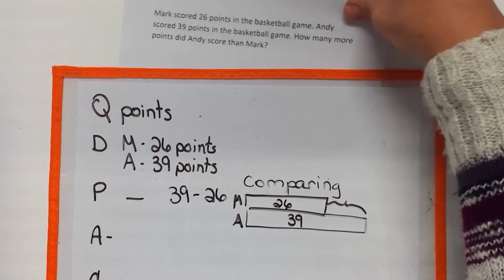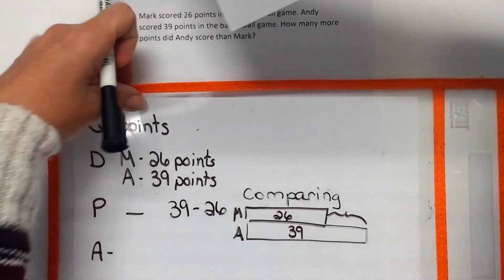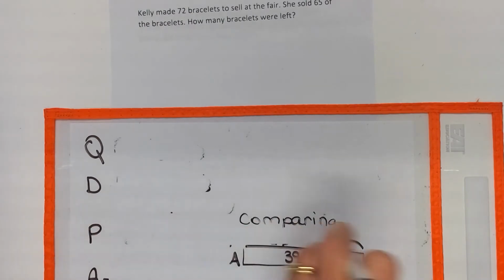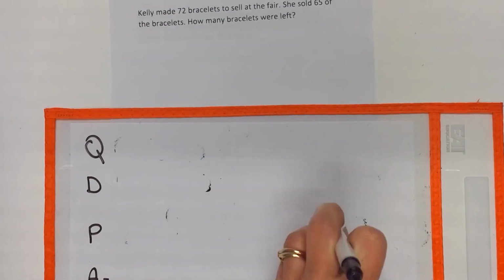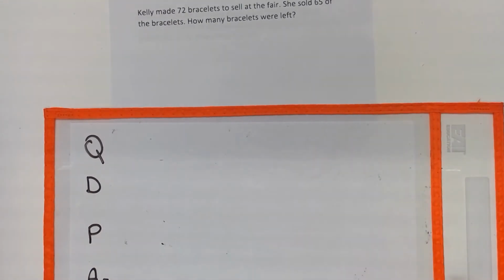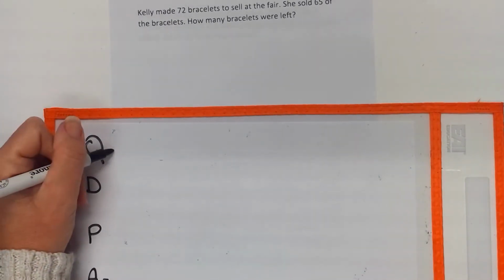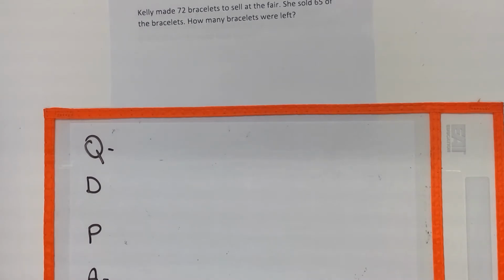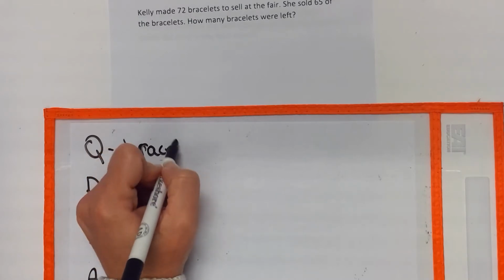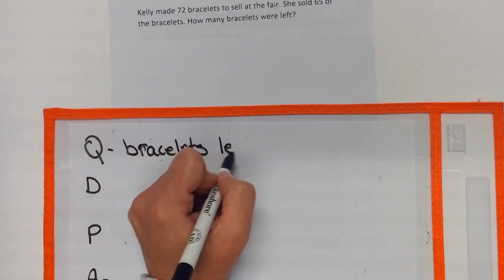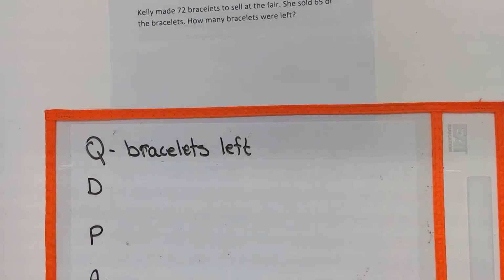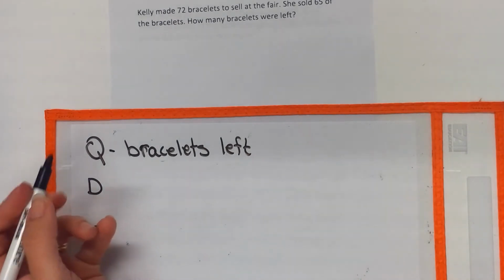Okay. Our second word problem is: Kelly made 72 bracelets to sell at the fair. She sold 65 of the bracelets. How many bracelets were left? So when we're working through Cutie Pack, we ask the students, what are we trying to find out? We want to know about the bracelets that were left. And it's okay to add a little bit more information as long as we don't write the whole sentence. Well, what information do we know about the bracelets?